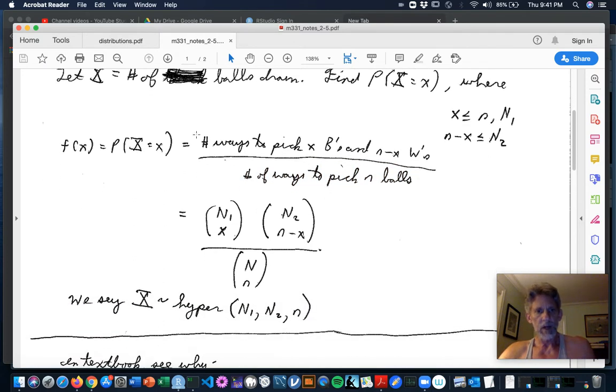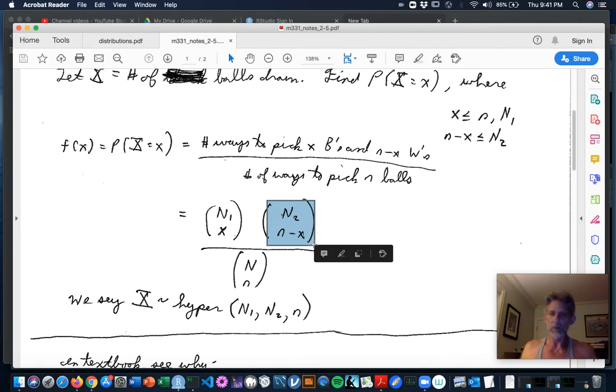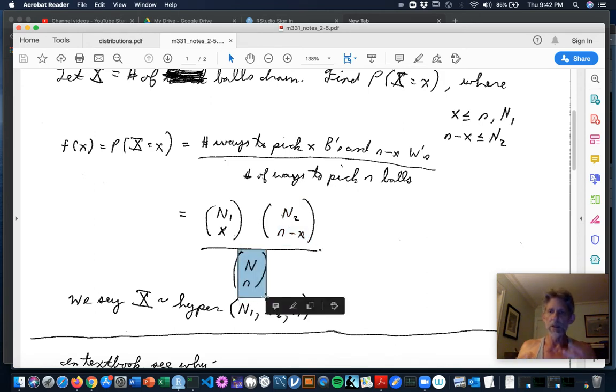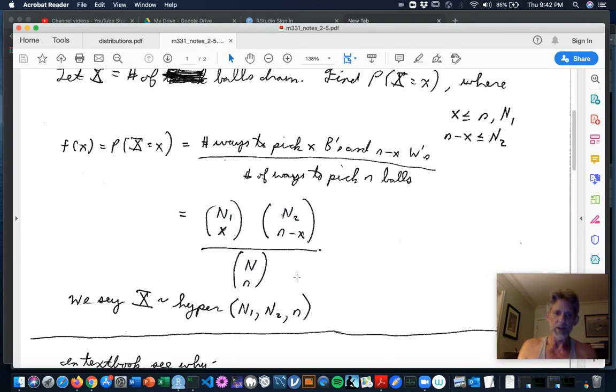So the top is clearly a multiplication principle problem. The number of ways to pick x black balls would be the number of ways to pick x things out of the n1 black balls that are available. And then the number of ways to pick n minus x white balls would be n2 choose n minus x. You multiply those together. And then the number of ways to pick little n balls out of capital N balls is capital N choose little n. So there it is. Pretty simple and intuitive formula for the probability mass function.